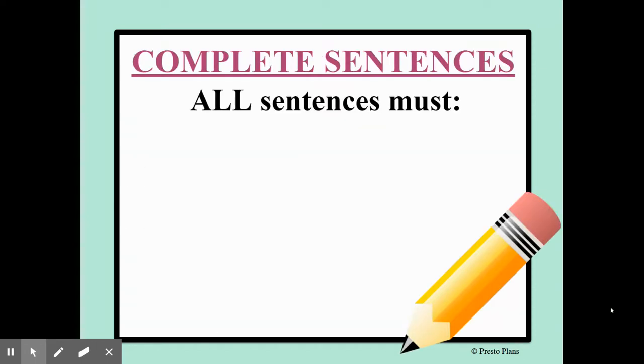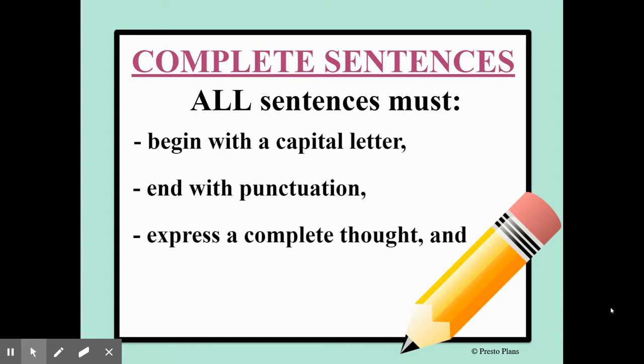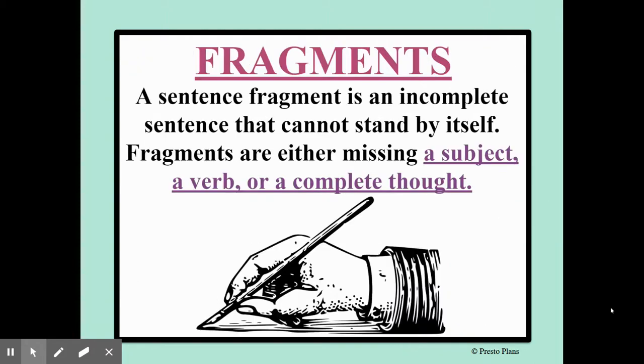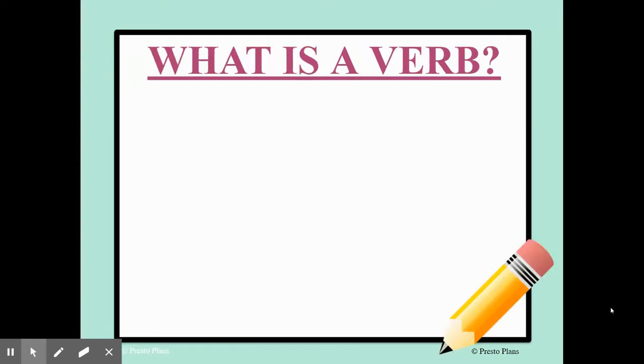Let's start with complete sentences. All sentences must begin with a capital letter, end with punctuation, express a complete thought, and have both a subject and a verb. Fragments. A sentence fragment is an incomplete sentence that cannot stand by itself. Fragments are either missing a subject, a verb, or a complete thought.